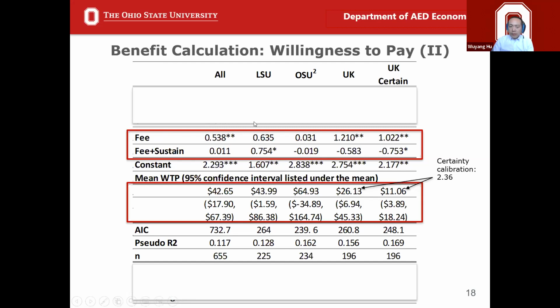So this red box tells us an important message. That is, if we tell students exactly what number they're paying towards their student fee or sustainability fee, we're likely going to increase their willingness to engage in pollinator conservation or Bee Campus certification. So that's the important message, right? Presenting extra information and the precise number of dollars they're paying as a fee is going to help people engage in bee conservation.